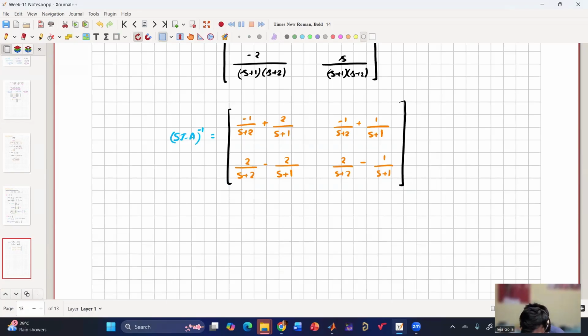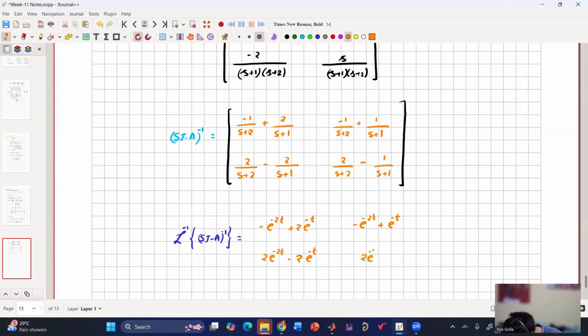Now we can apply the inverse Laplace transform. So if you apply the inverse Laplace transform, then we'll get minus into e to the power minus 2t plus 2 into e to the power minus t. Here we'll get minus e to the power minus 2t plus e to the power minus t. Here it is 2 into e to the power minus 2t minus 2 into e to the power minus t. The last one is 2 into e to the power minus 2t minus e to the power minus t. Okay, so I have obtained it in this way.